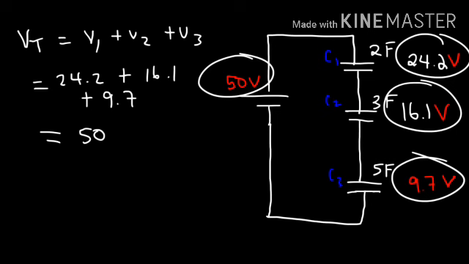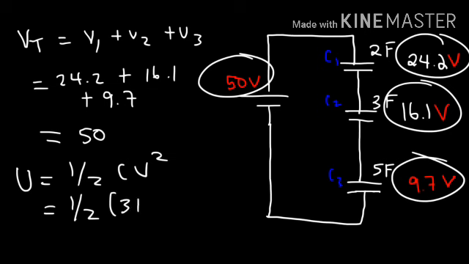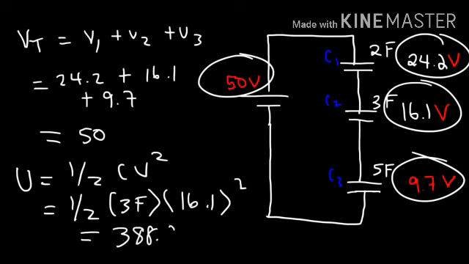Now let's calculate the potential energy of C2. It's going to be 1/2 CV squared. Now that we have the voltage, we can find the potential energy. So the capacitance is 3 farads. The voltage across it is 16.1. And so this is equal to 388.8 joules. And so that's it for this video.